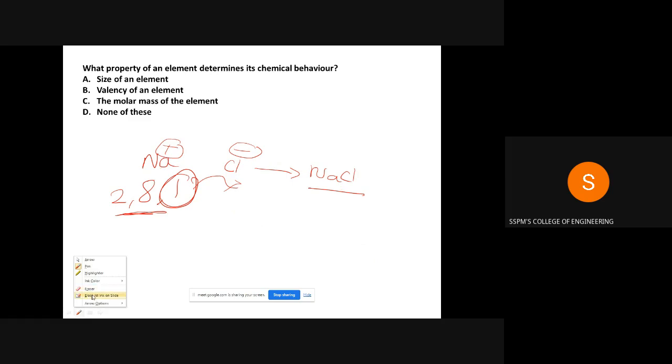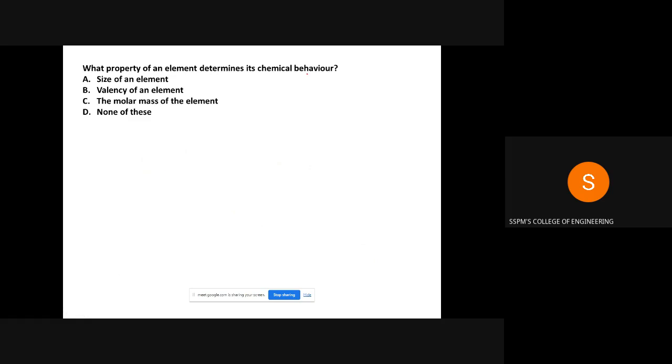When you talk about chemical properties or chemical behavior, it is related to the valence electron. If the number of valence electrons is more, there is a formation of more products, or stable products are formed. Hence it is related to valency.